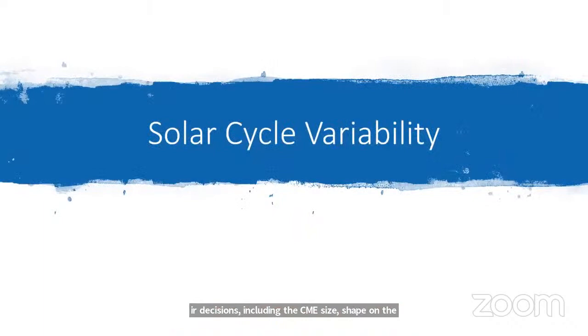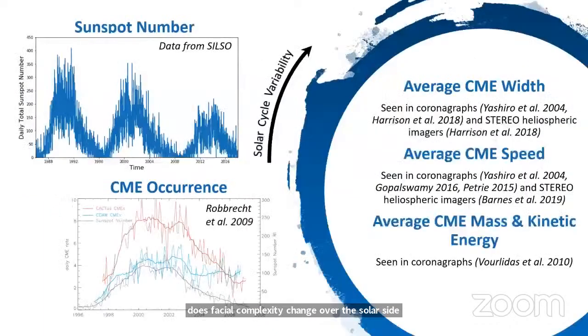Does visual complexity change over the solar cycle? It's well established that the Sun has an approximately 11-year solar activity cycle, most noticeably in the number of sunspots on the Sun. The occurrence of CMEs follows this pattern, with more CMEs occurring at solar maximum and fewer at solar minimum. Recent studies have also found that CME width, speed, mass and kinetic energy all vary with the solar cycle.